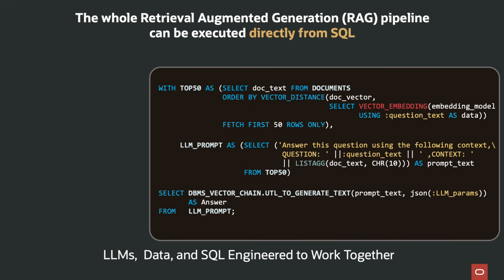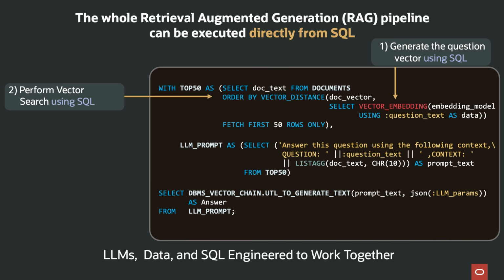Now, what's also interesting, and this is something I tried for fun, everything I showed in the previous slide can actually potentially be done as a single SQL statement. This might look complicated, but if you look at the breakdown, it's actually very simple. The first step, again, is to generate that question's vector using a SQL function, vector embedding. Then you take that vector and you find the matching documents using vector search using another SQL statement.